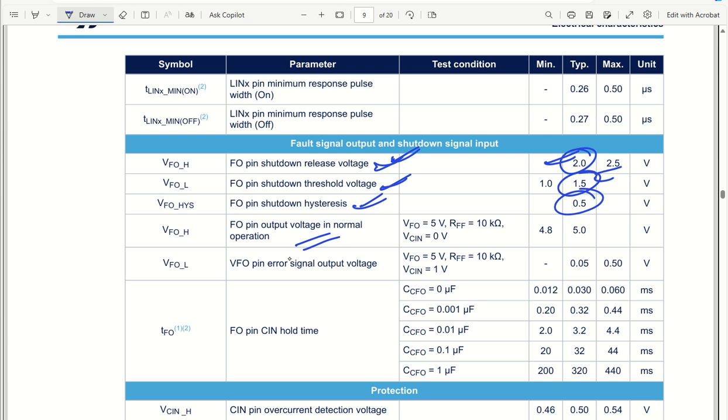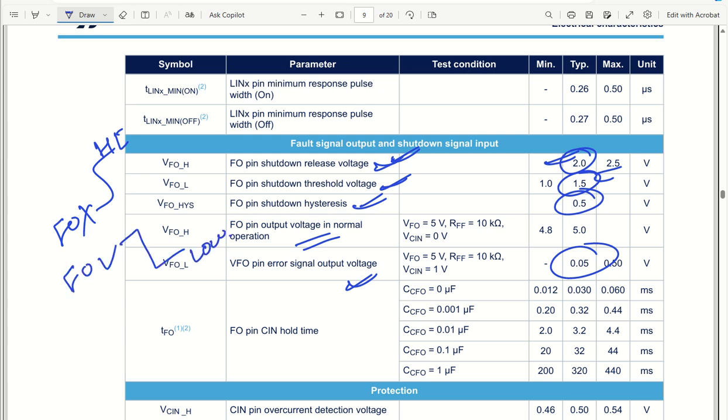So if there is a fault at the fault output pin during an error signal, it will go to 0 logic. When there is no fault, it will be high, and if there is a fault, it will go low. This is how the fault signal will be there.